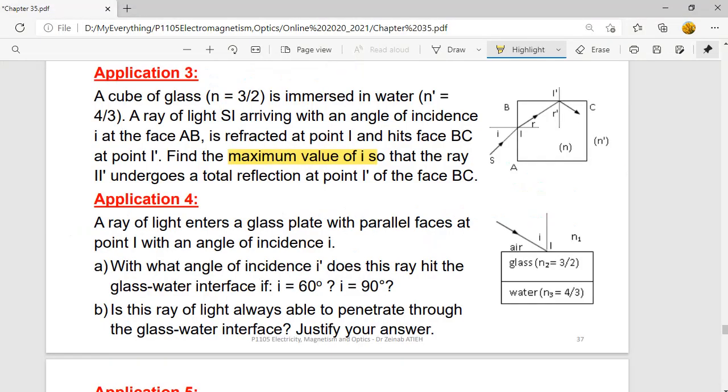Now part B. Is this ray of light always able to penetrate through the glass-water interface? Justify your answer. We have to check. We are going air, glass, water. We have to check. First, what do we have to find? We have to find the critical angle, to know whether we are bigger or smaller. We said going from glass to water there is a problem, but we have to check.